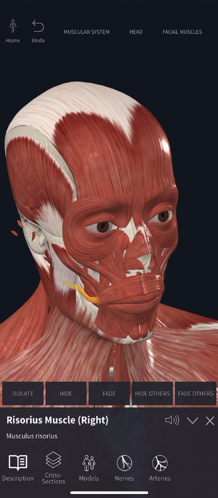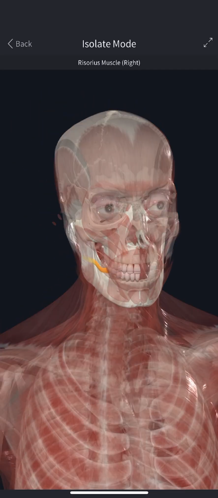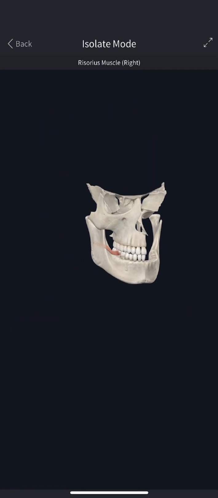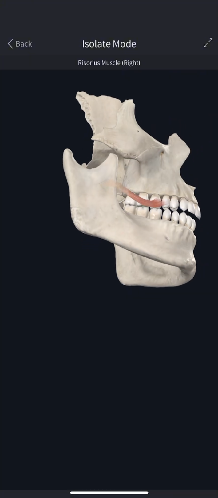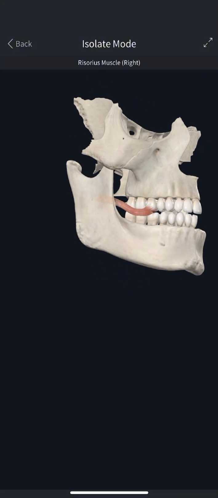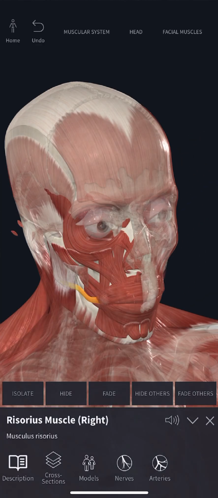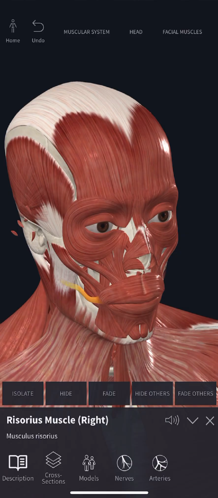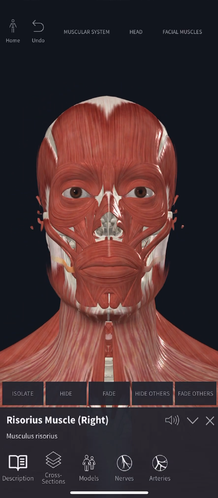Next we have the risorius muscle. The risorius muscle is going to be originating on the fascia of the cheek, and its insertion point will be the corner of the mouth. Its action is to move the corner of the mouth laterally. So when we smile, this will move the corner of our mouth towards our ears.